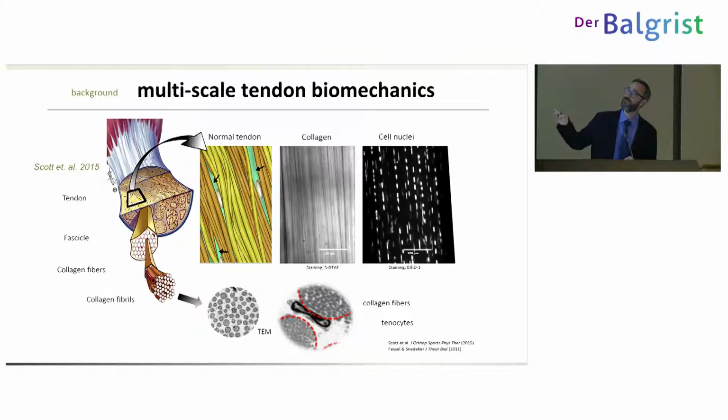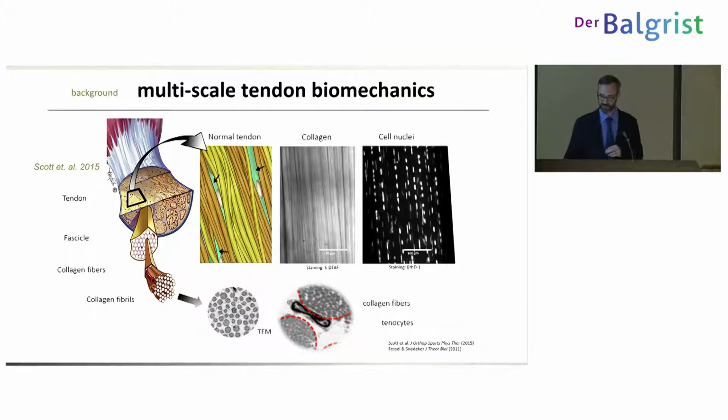And this is a typical fluorescent stain where the cell nucleus is stained. You can see that the cells are highly organized along these long longitudinal fibers, and you can see that they're quite intimately attached to the collagen fiber.